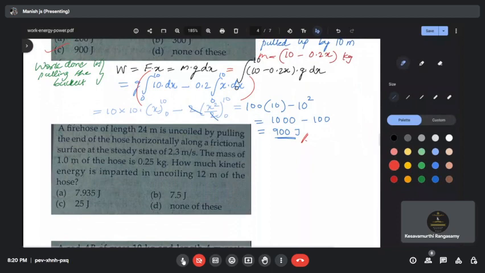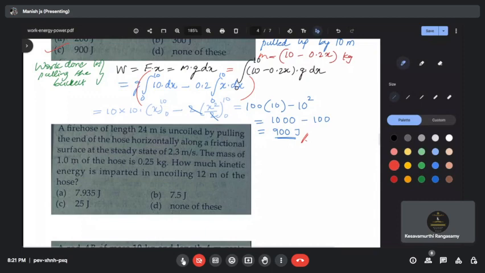Here comes the next question. One of you can read it. A fire hose of length 24 meters is uncoiled by pulling the end of the hose horizontally along a frictionless surface at a rate of 2.3 meters per second. The mass of one meter of the hose is 0.45 kilograms. How much kinetic energy is required to uncoil the hose? That's what they're asking you.